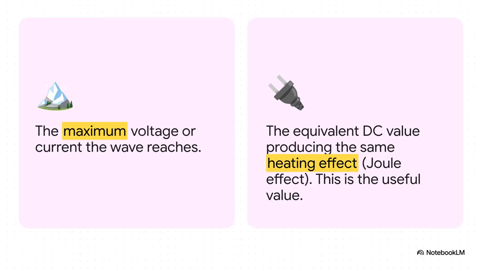Okay, so if the current is always swinging up and down, how in the world do we actually measure it? We could look at its peak, sure, but what's way more useful is its effective value, sometimes called the RMS value. Just think of it like this. It's the amount of AC power you'd need to get the same job done as a steady DC current, like making a toaster glow just as hot. So when you see 120 volts or 240 volts, you're looking at that effective value. That's the number that really matters.